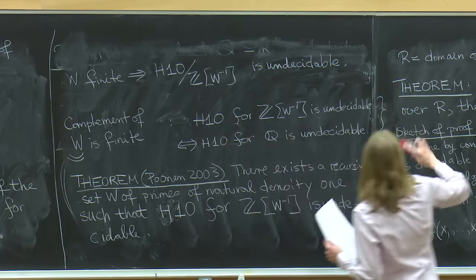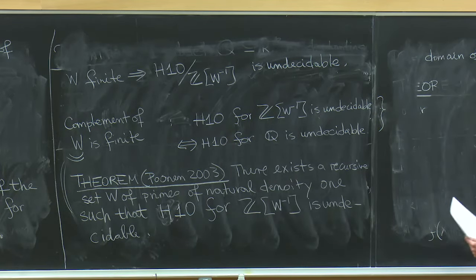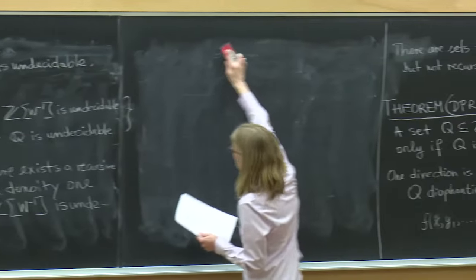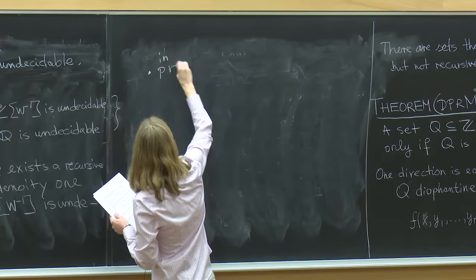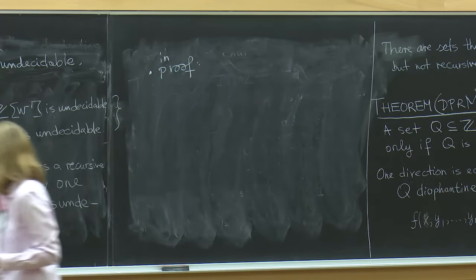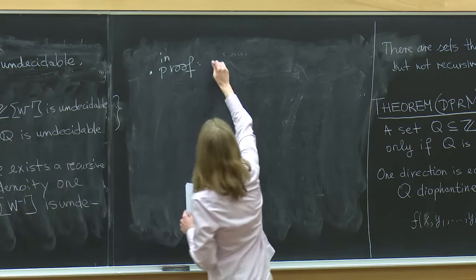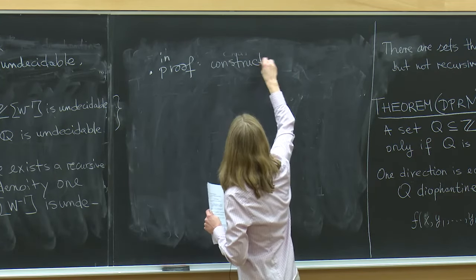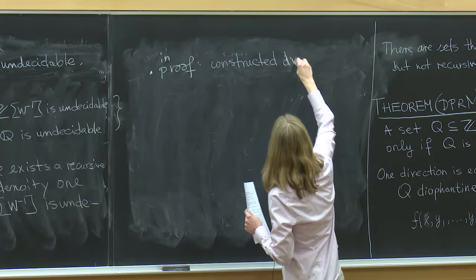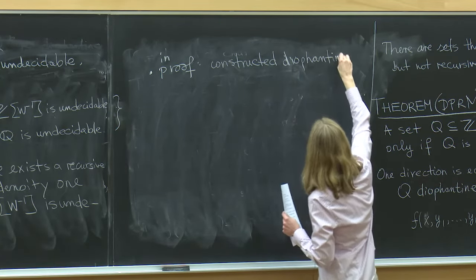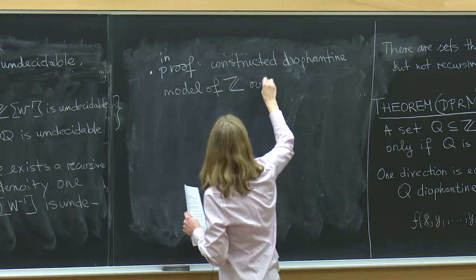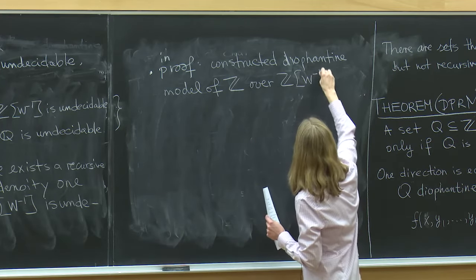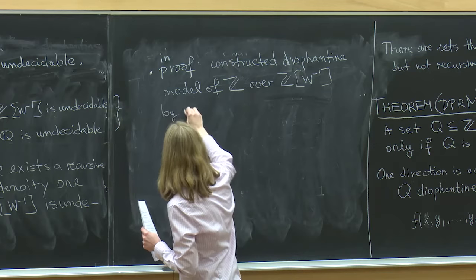And so what he did in the proof is he constructed a Diophantine model of the integers over Z adjoin W inverse. And it used points on an elliptic curve.